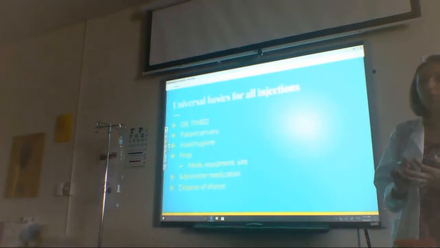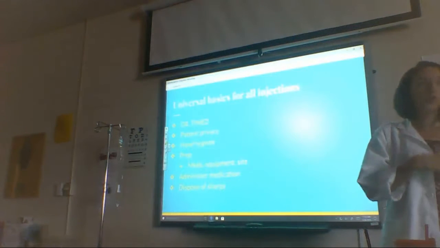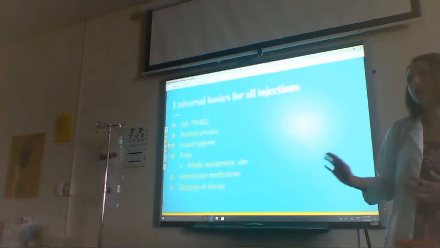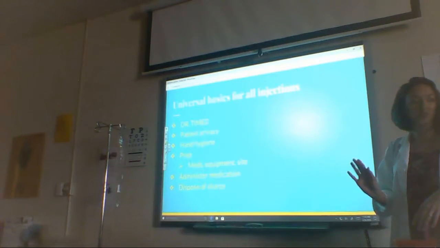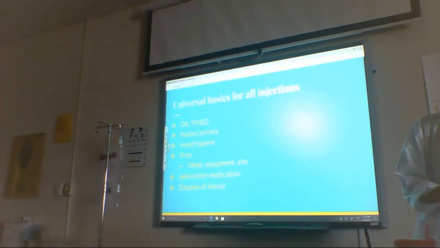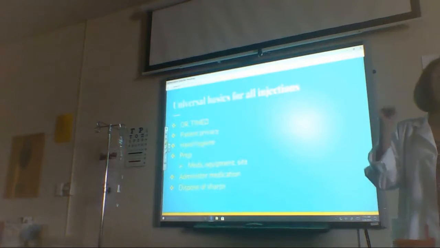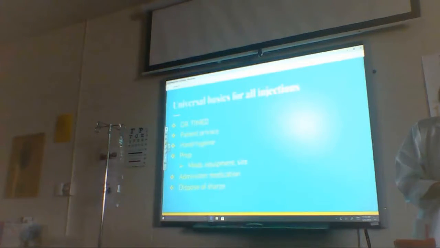And then you're going to prep your site, clean it with the alcohol. We're going to just go over all these one time, and we're not going to mention them again in between each individual thing. We're just going to expect that you're going to know you're going to do your hand hygiene and clean your site before you give any sort of an injection. Administering your medication, you don't want it to take too long. Quick dart-like procedure when you're going to give the injection, and then disposal of your sharps.